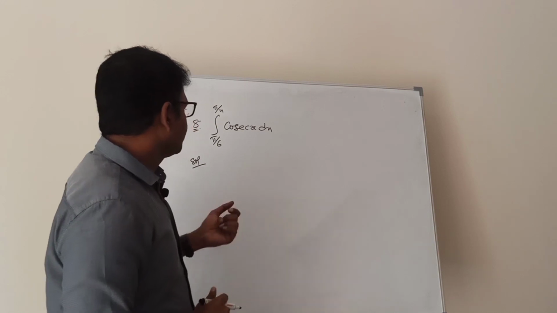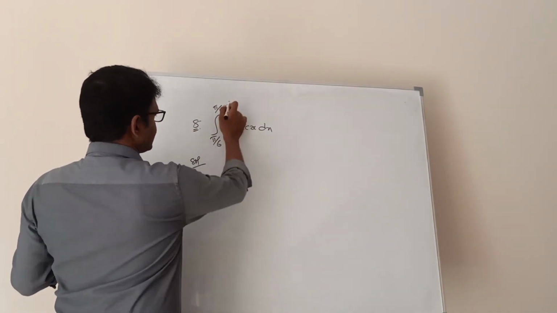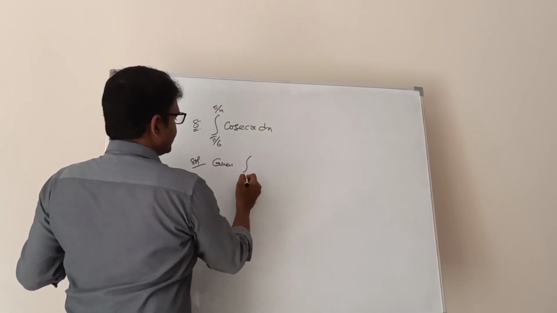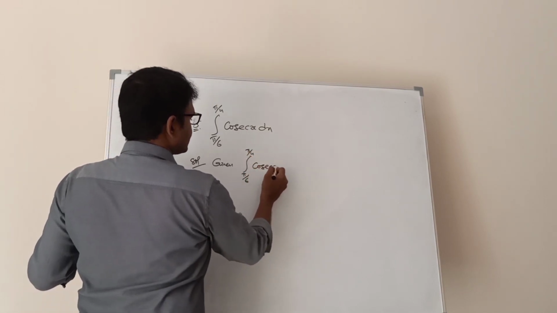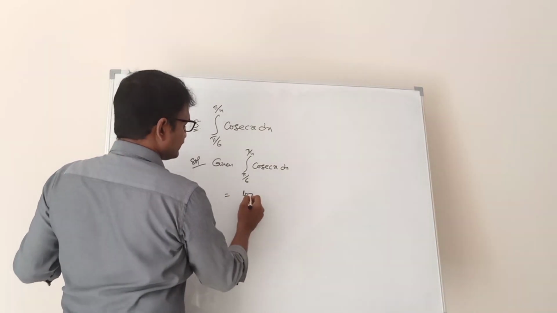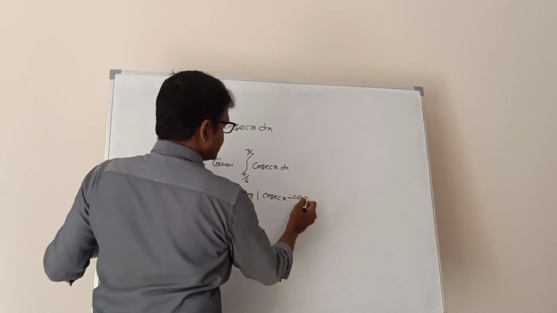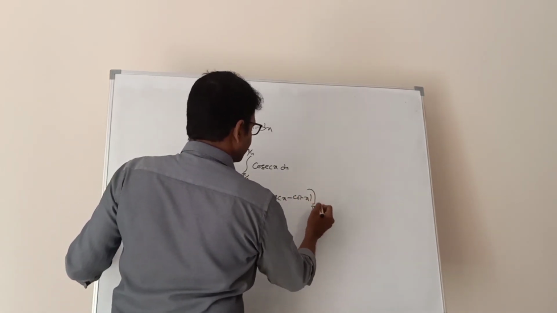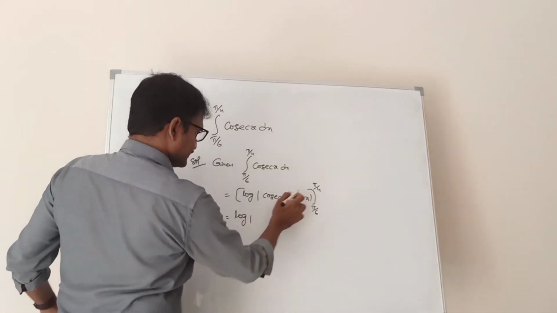Next, integration of cosecant x dx, lower limit pi by 6, upper limit pi by 4. Given pi by 6 to pi by 4 cosecant x dx. Integration of cosecant x is log mod cosecant x minus cot x. Lower limit pi by 6, upper limit pi by 4. Log mod upper limit is 45.